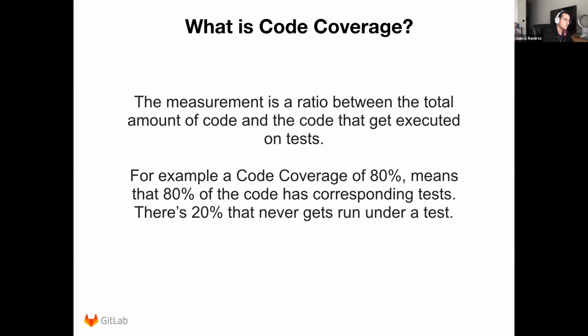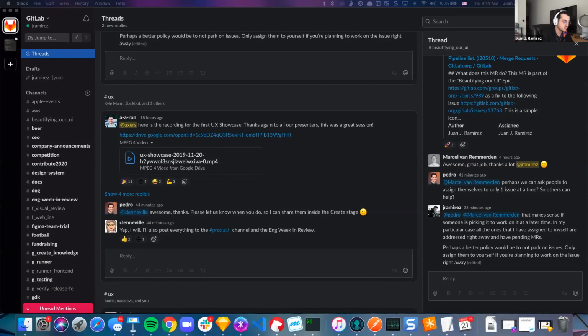So it's not that straightforward, but usually low code coverage means more regressions, more bugs. So it's kind of a proxy to understand the amount of things that are failing. All right, so now I can share my actual screen.